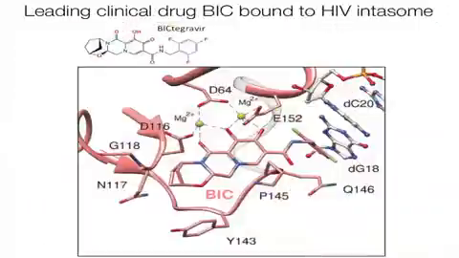Here we show more details of the binding mode. This is bictegravir bound to the active site. You have a central scaffold containing electronegative atoms. These electronegative atoms chelate to magnesium ions. This is common to all INSTIs.